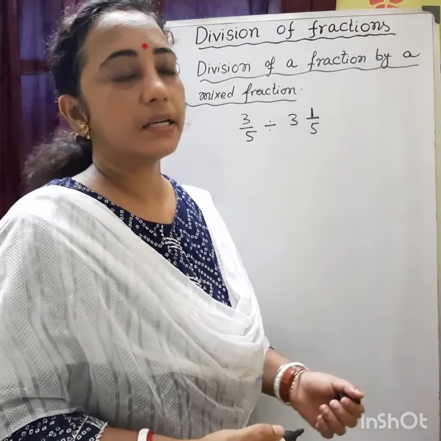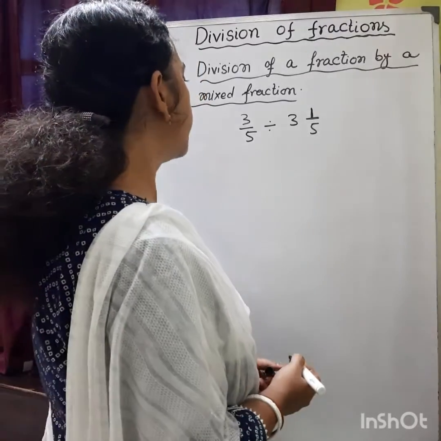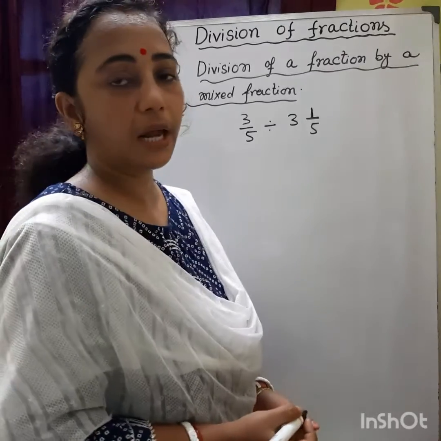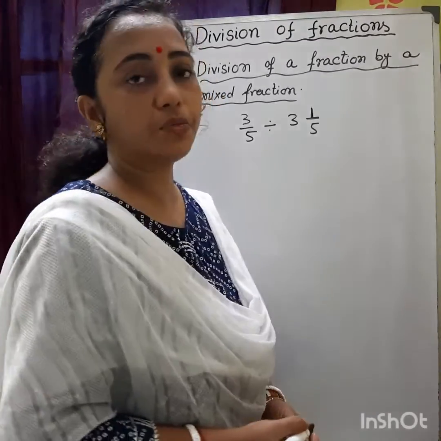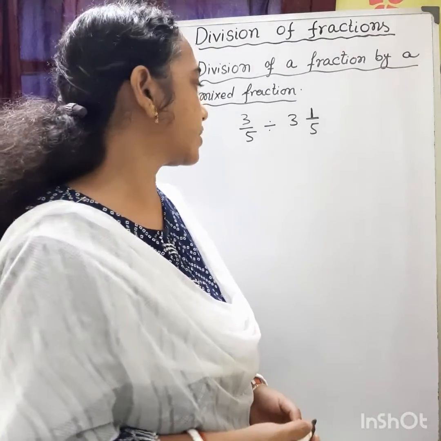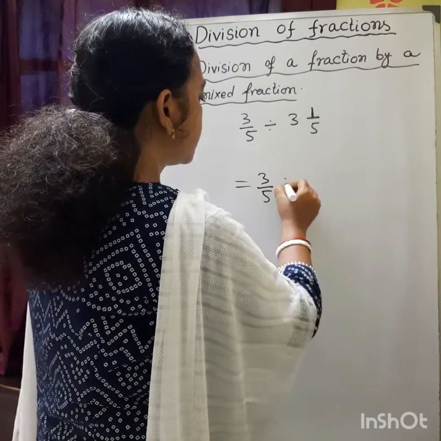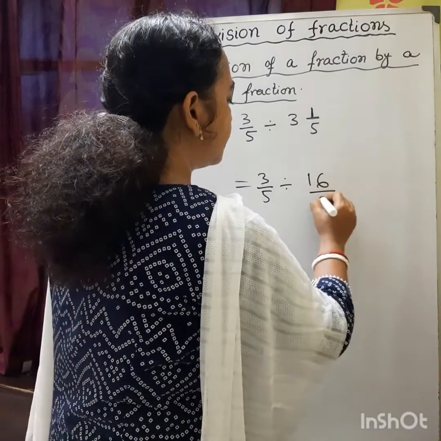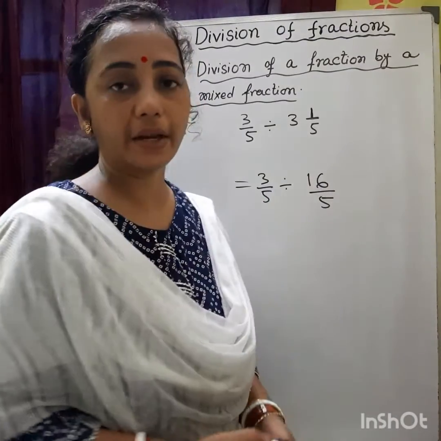Now let us consider the division of a fraction by a mixed fraction. Here 3 by 5 divided by 3 whole 1 by 5. 3 by 5 is a fraction and 3 whole 1 by 5 is a mixed fraction. In this case, first we have to convert the mixed fraction into an improper fraction. So let us first convert it. So 3 whole 1 by 5 becomes 16 by 5. Now this becomes again a division of a fraction by another fraction.